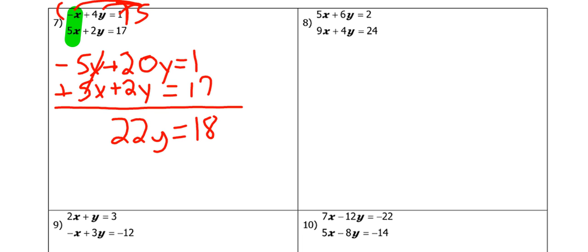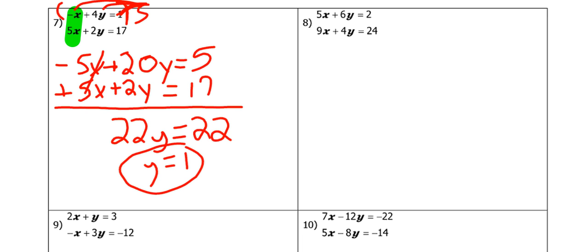Excuse me. I forgot to multiply the 1 by 5. So, pardon me. That is my mistake. So I forgot to do the 5 times the 1 up there. So that should be 5. So then that would add to 22. So 22y equals 22. We know y just equals 1.